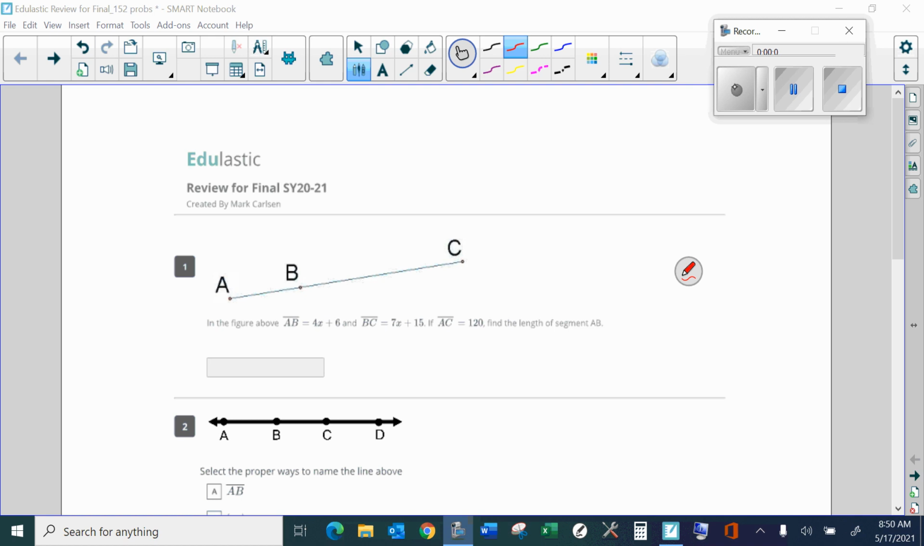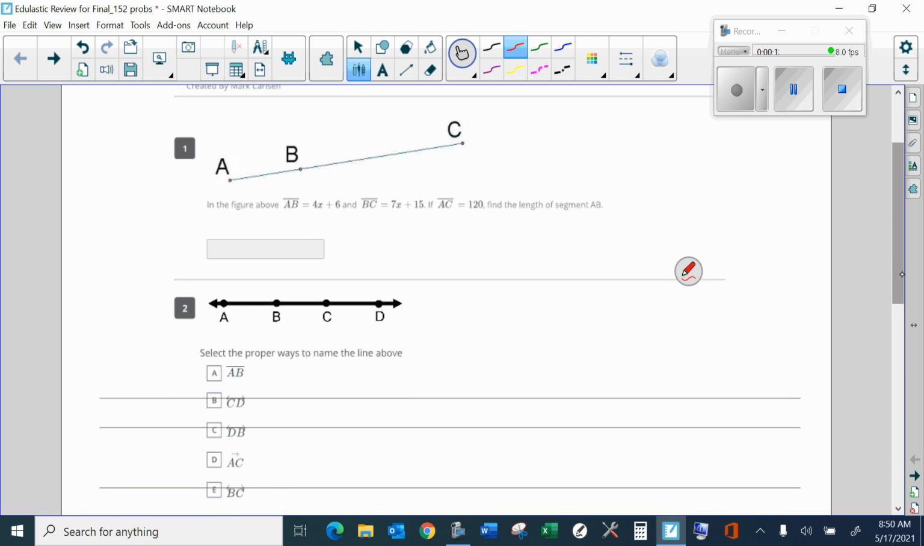Okay, students, we're going to start going over your Edulastic review. I'll probably do about 30-minute increments, however long it takes me to get through it, doing that at a time. Here we go. All right, number one, we have segment addition postulate.